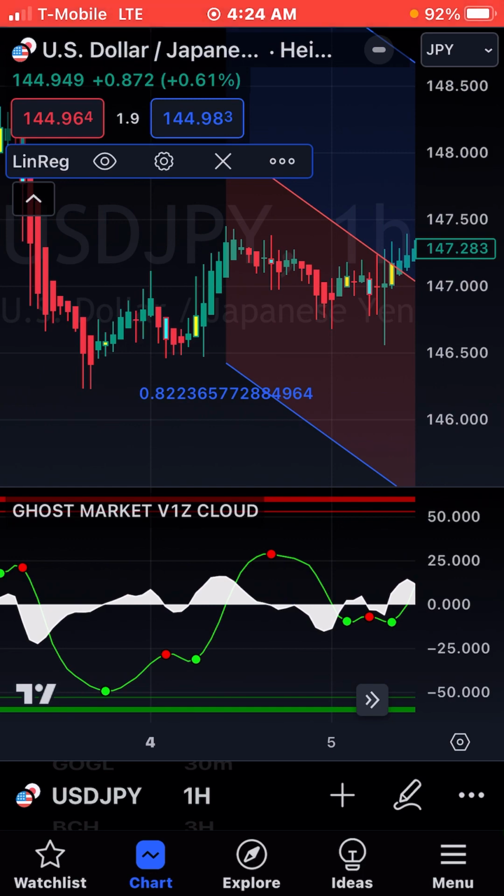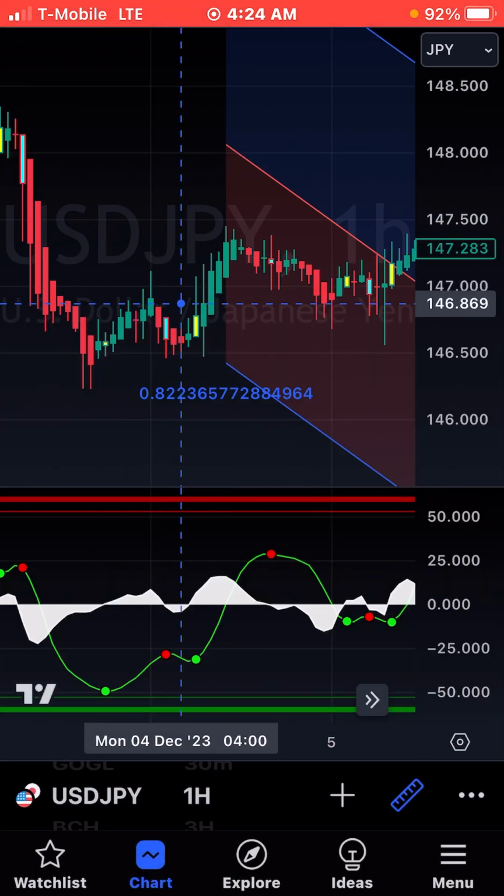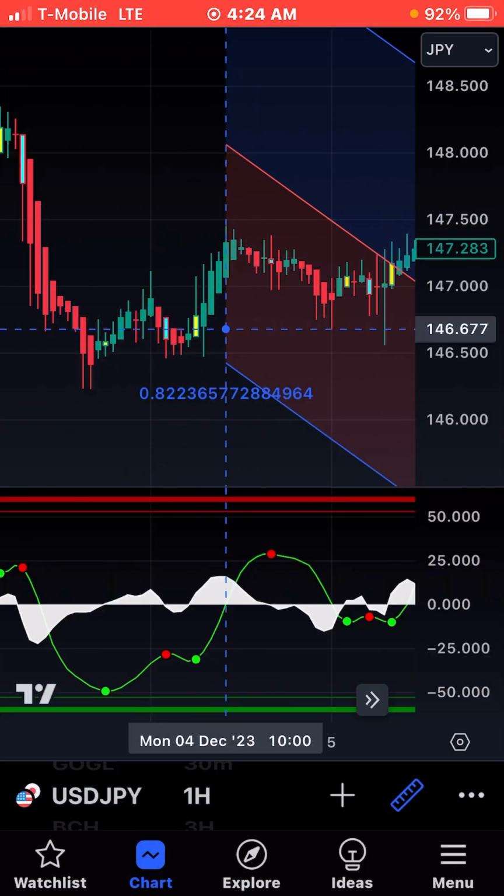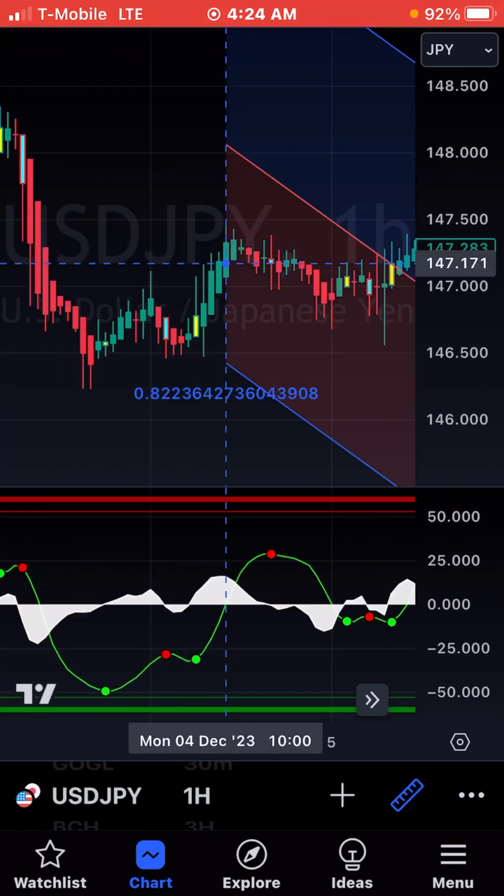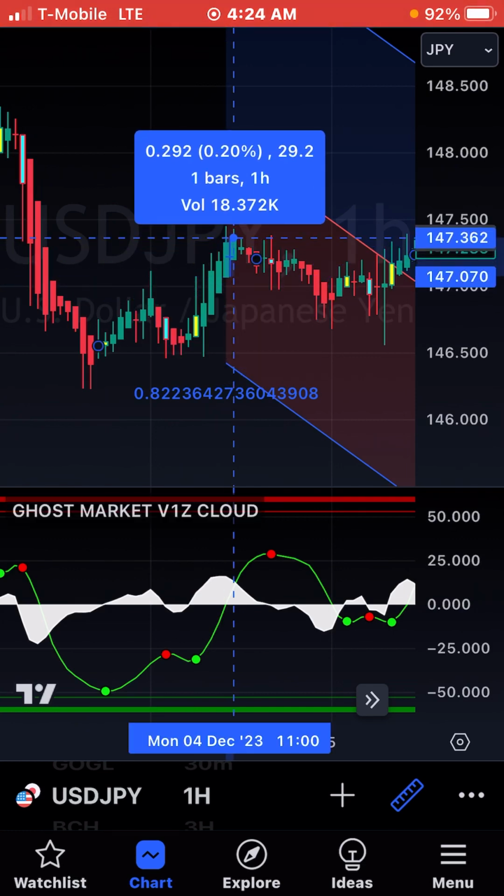You see the dots are not really all that together here. And you see it going through the cloud right here. So this would be a good spot to get in, right here to here. So this is almost a 300 pip move right here.